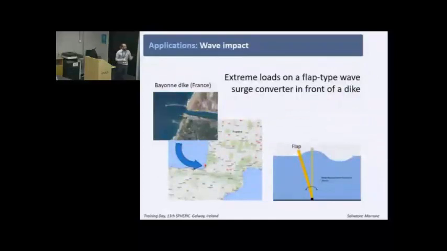And we applied this, for example, to a real test case, a real engineering problem. The problem was in France, and the context is the EMACOP project. It's a project where we want to study the feasibility of applying wave energy converters in front of existing coastal structures. So here, for example, we are close to the Basque coast.